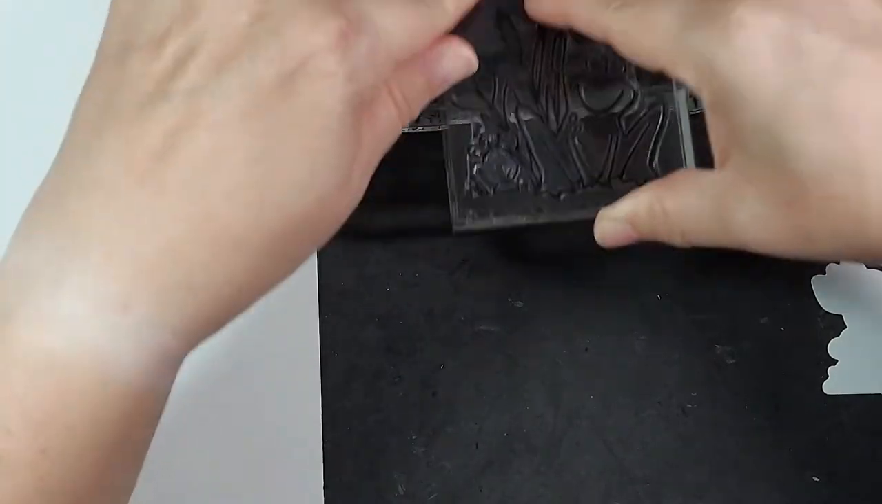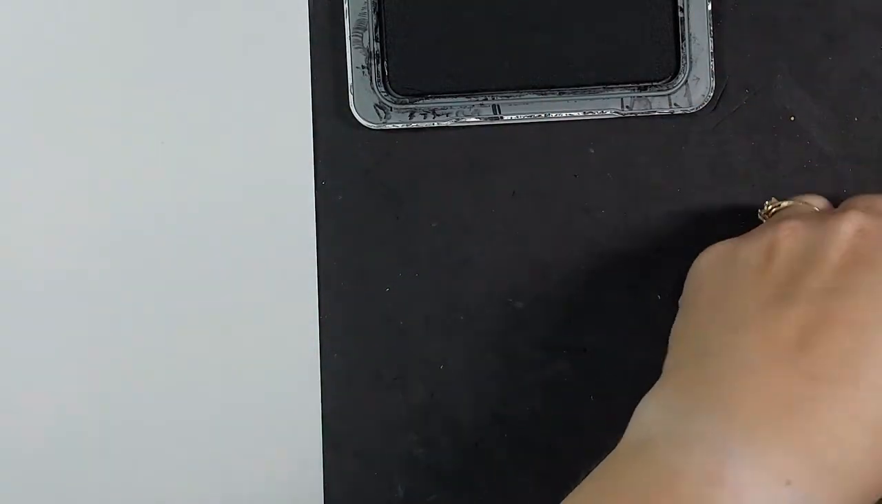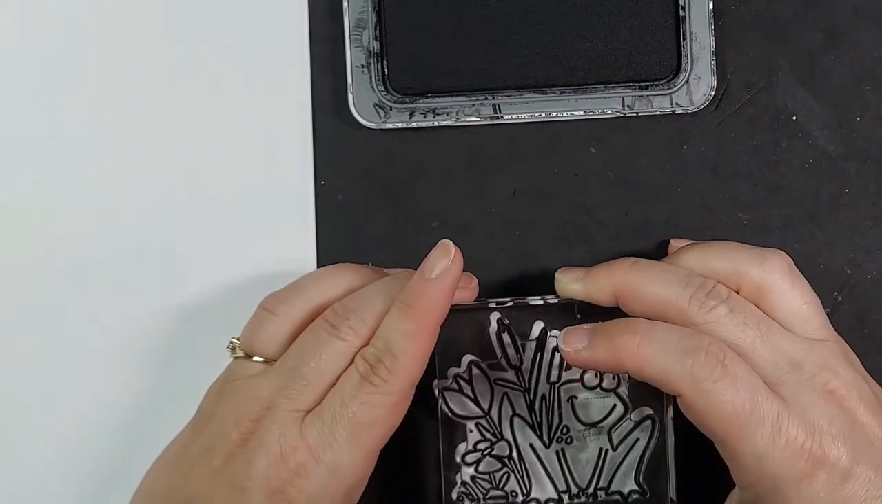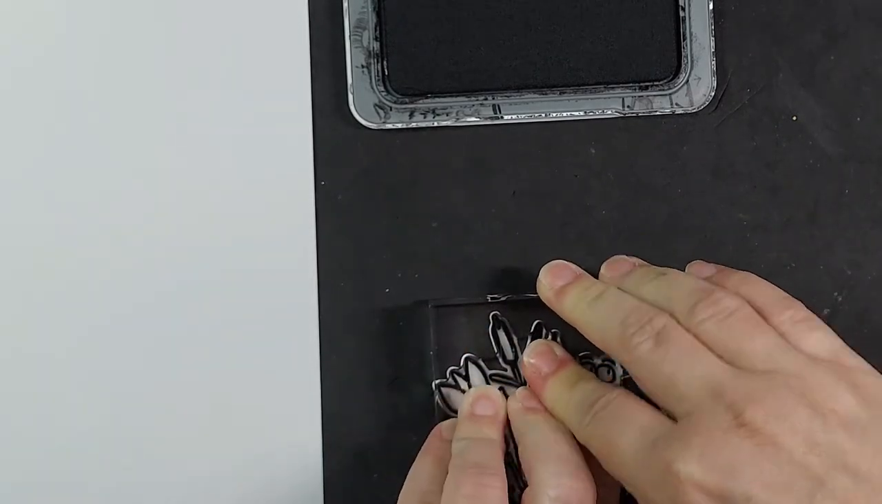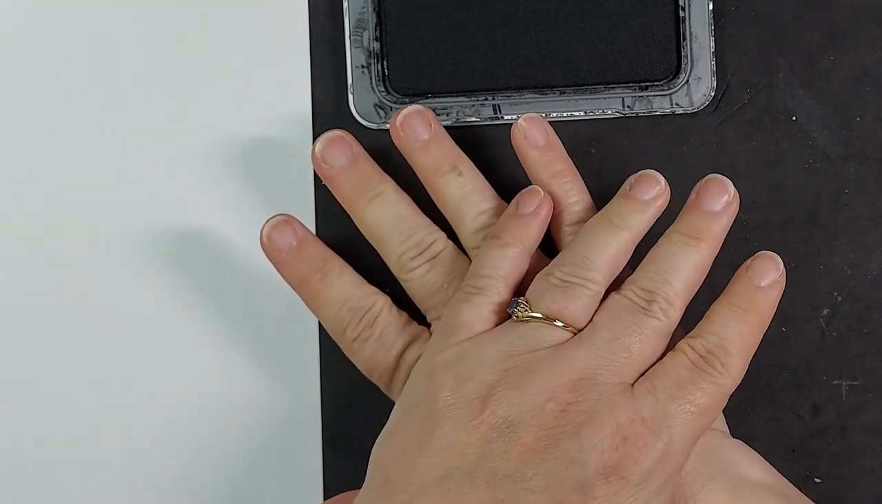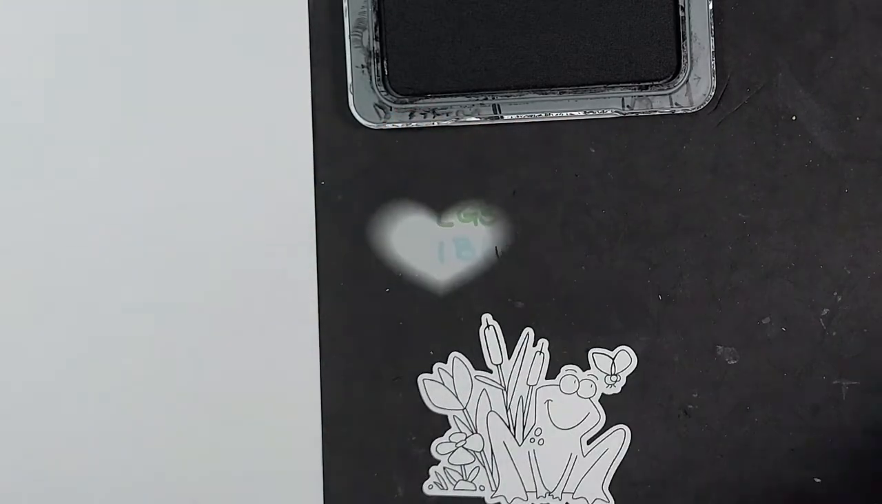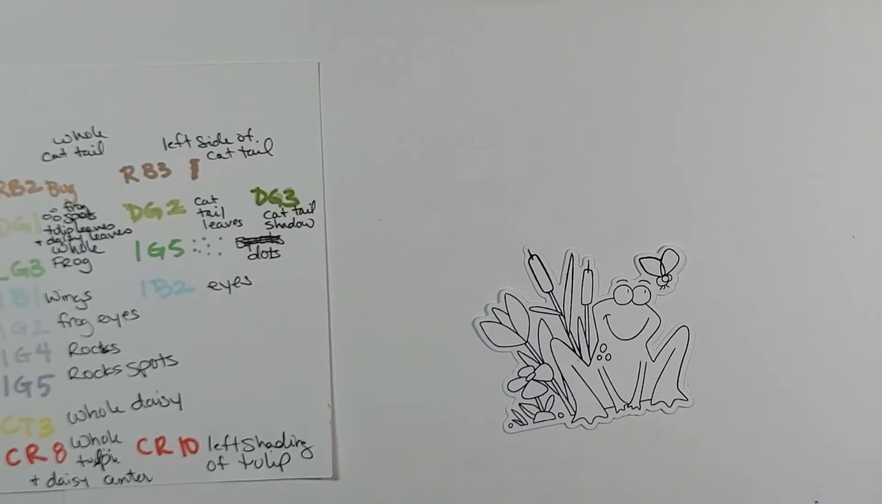Now let's stamp the frog on the die cut with intense black ink. I always set my die cuts on a dark surface so I can see the outline clearly. I usually die cut first because I can cut two images and then I can go back and stamp them.